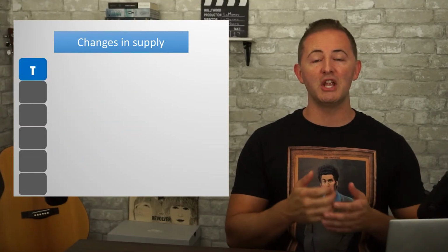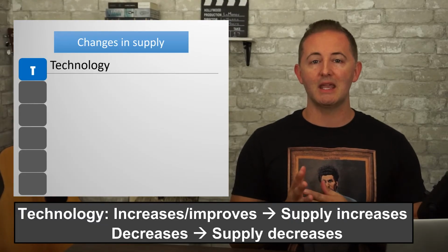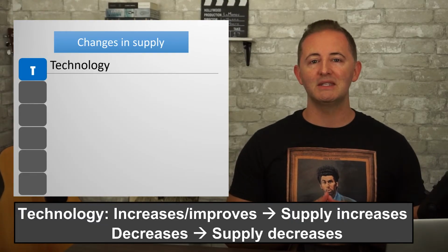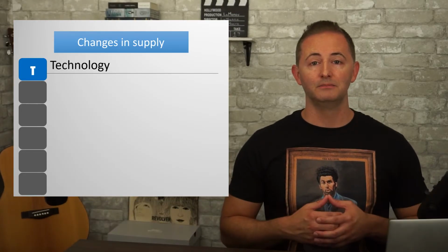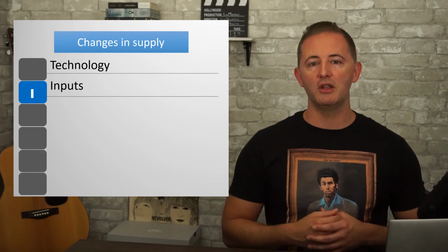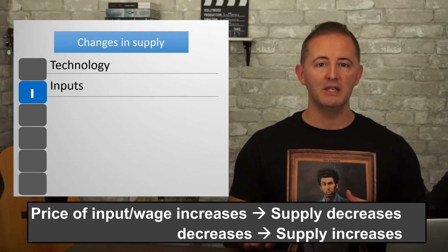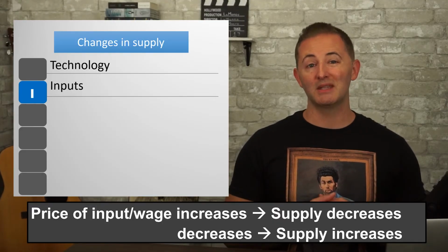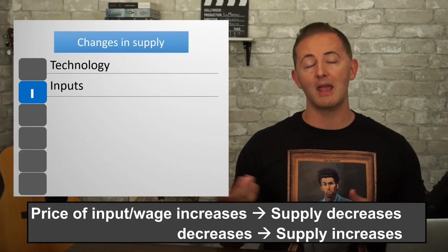Okay, so first up, changes in technology. If technology improves, supply increases because they can make more of the good. And that means if something happens that destroys a bunch of technology, well, supply decreases. Next up are inputs. Inputs include things like the resources needed to make the good and the wages to pay workers for their labor. When input costs increase, supply decreases because it's more expensive to produce the good, and when input costs decrease, supply increases.